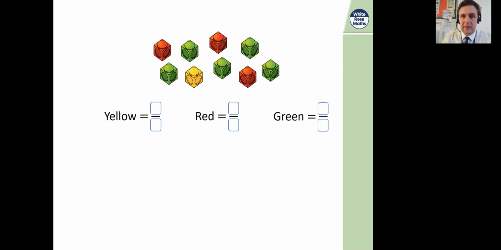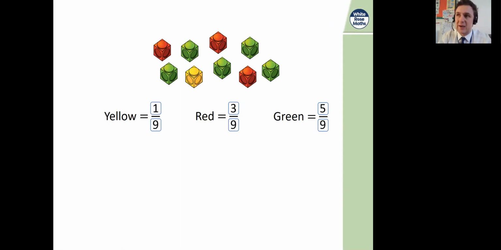Well, we can see there yellow is really straightforward. There's just 1 of them. 1 out of 9 is yellow. How many red then? We can see there and count them up. We've got 3 out of 9 is red. And the green, count those up, that's 5 out of 9.